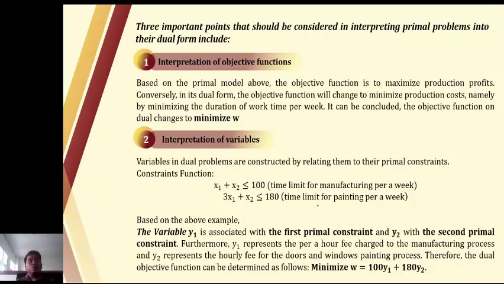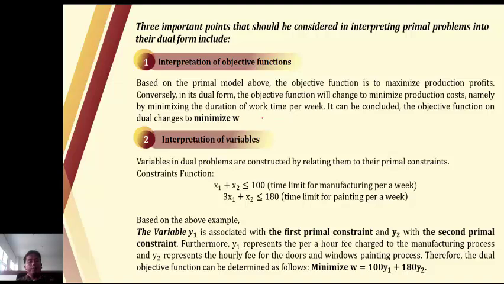Okay, three important points should be considered in interpreting the primal problem into the dual. The first is interpretation of the objective function. If you want to change or construct some problem into dual form, you have to interpret the objective function.